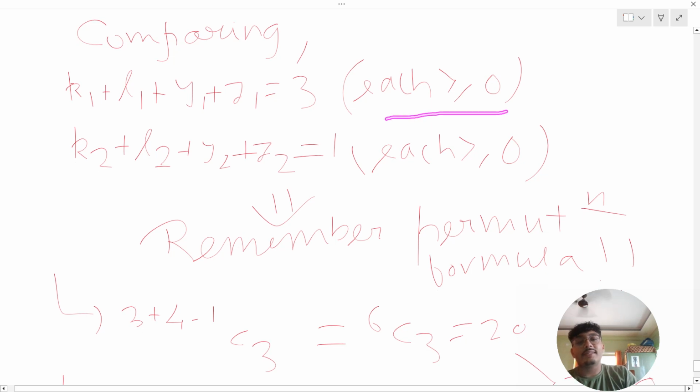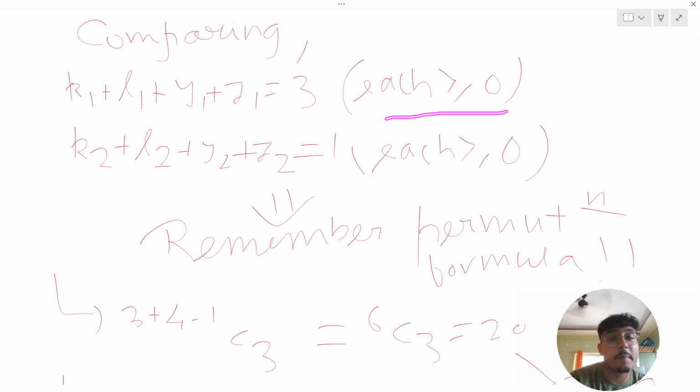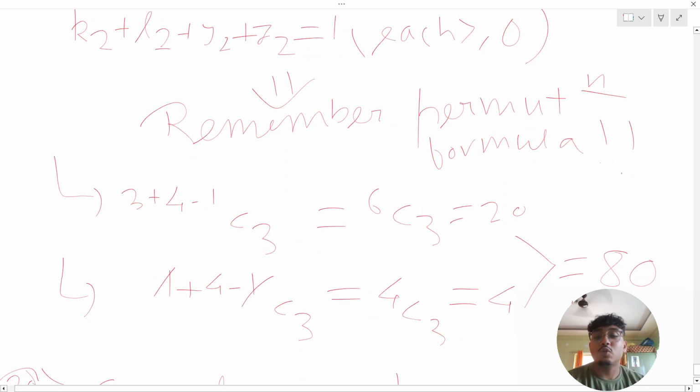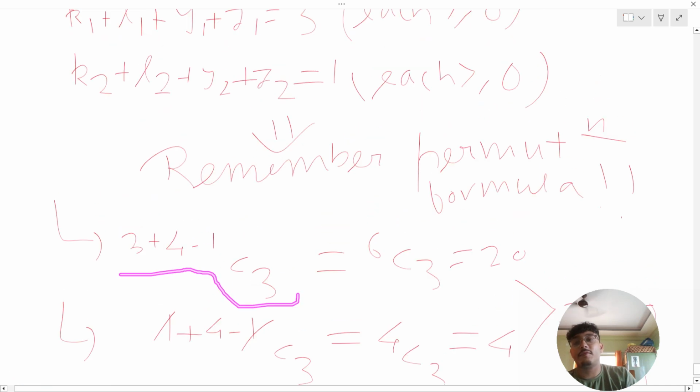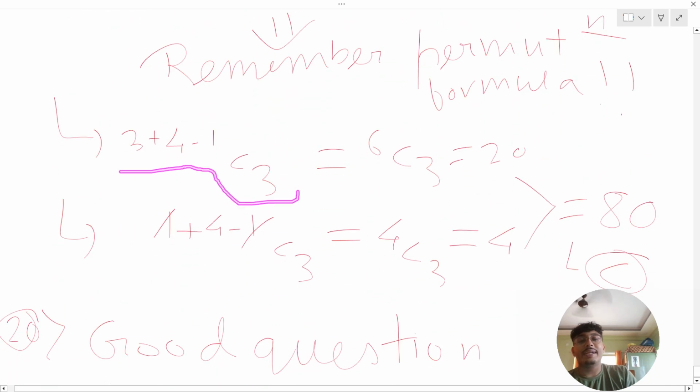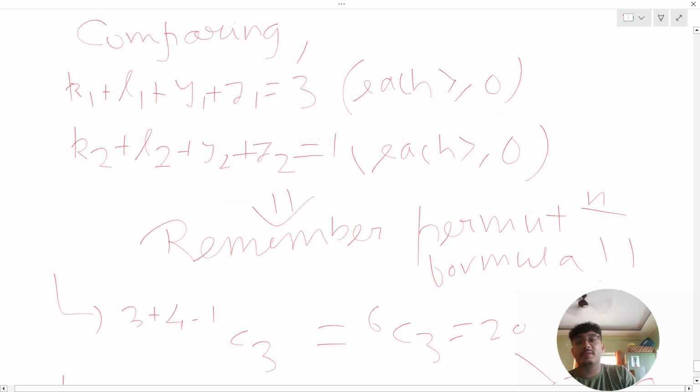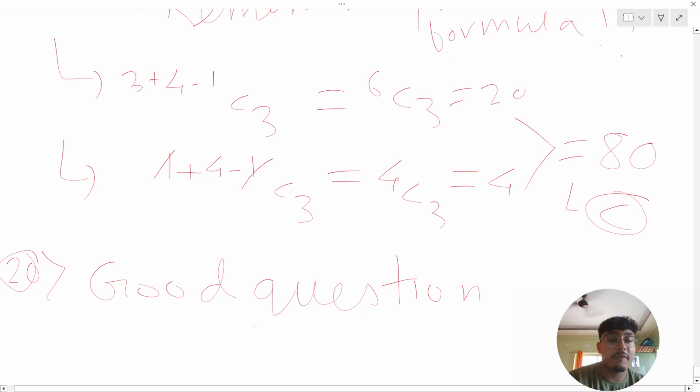So what do we have in the greater than or equal to 0 formula? We have the formula n plus r minus 1 c r minus 1. So you put this n plus r minus 1 c r minus 1. This is for my first equation. So we get 20 choices possible in my first equation, and here I am getting 4 options available.